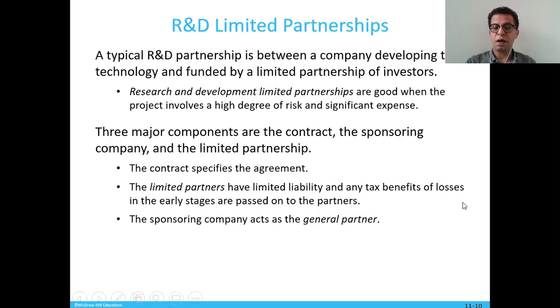The limited partners have limited liability and tax benefit of losses. The early stage losses are passed to the partner. So once the investor is investing, a company is investing in you, they might take that investment and claim a loss. So it's good for their taxes. And the sponsoring company acts as a general partner. They can be your partner or they can be a lender.